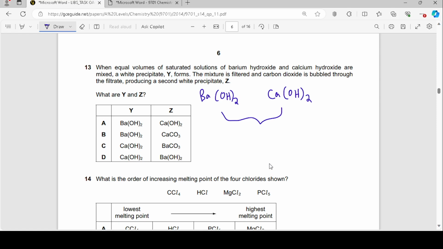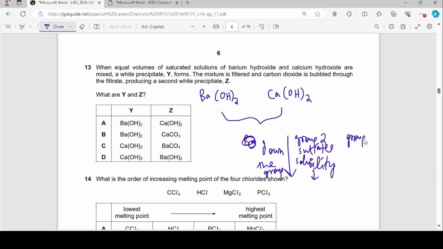What I do know, and the logic of this is more A2, so I'm not discussing it here, is that for group 2, sulfate solubility decreases down the group, whereas for hydroxides, sorry, I don't know why I keep saying sulfates, hydroxide solubility increases down the group. That's more A2 logic, not AS logic, so I'm not explaining it here, but you should definitely know this.